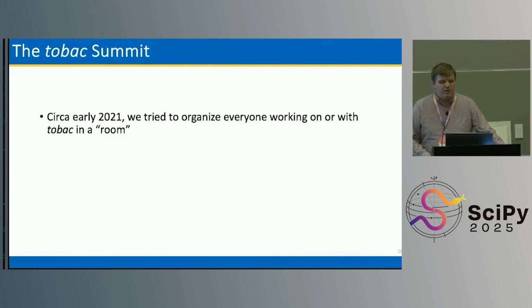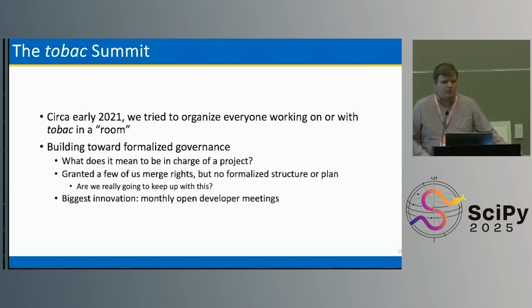We tried to get everybody working on tobac into the same room, a Zoom room, in early 2021, and start building towards formalized governance. And I have a rhetorical question here, which is, what does it mean to be in charge of a project? There were no maintainers. The maintainers that were around didn't pass it on to anybody, and I think they thought that no one was going to use it, which is fair enough. They got their PhDs out of it. They did a lot of fundamental, really important, great work, but we didn't have a formalized structure or plan.